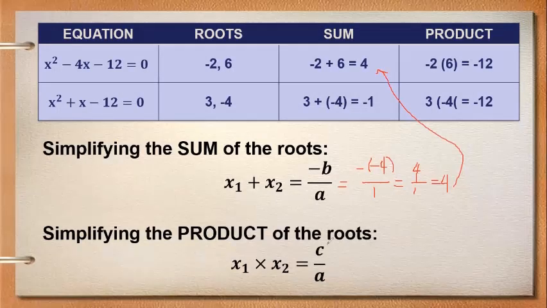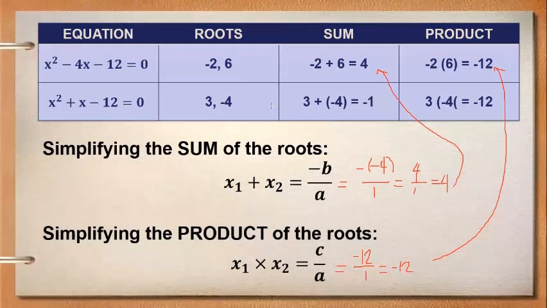Same with the product. For number 1, the value of c is -12, and the value of a is 1. So -12 divided by 1 is -12. And that is the same as what we solved earlier. You can do the second example. So again, for the sum, it's just -b/a, and for the product, it's just c/a.